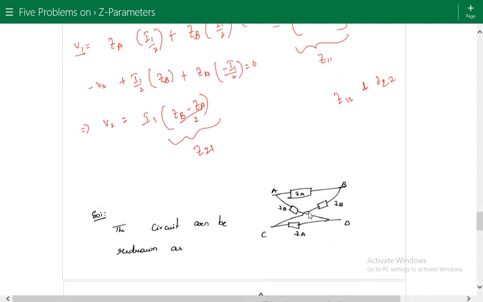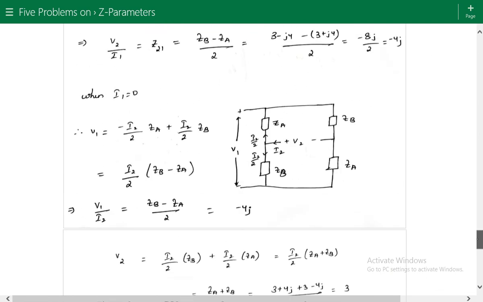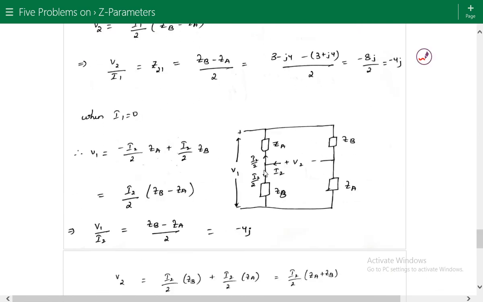Okay, in the PDF I have clearly explained the answer. See here. Now by making I1 equal to 0, the current I2 will divide into I2 by 2 and I2 by 2. Okay, again, by finding V1, now what is the value of V1?